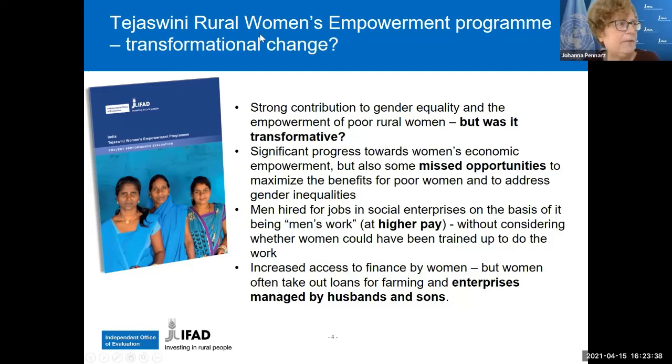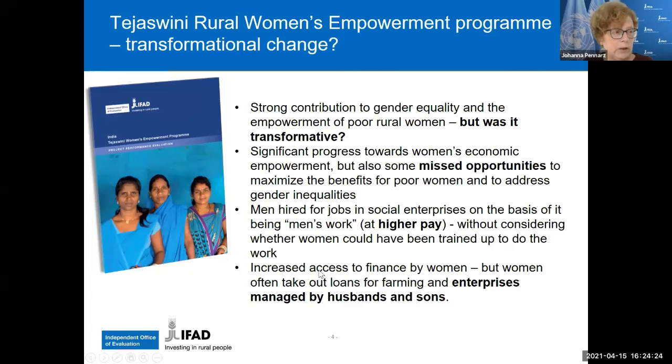Eoghan actually, when he did this evaluation of the Tejaswini Rural Women's Empowerment Project, we had a long discussion about his findings, if they were gender transformative or not. What he found, for example, was significant progress towards women's economic empowerment, but there were clearly missed opportunities to maximize the benefits for poor women and to address gender inequalities. Men were hired for jobs in social enterprises because it was seen as men's work, so it's very much within the stereotypes, without considering if women could have been trained up to the work. So clearly not challenging traditional roles and stereotypes.